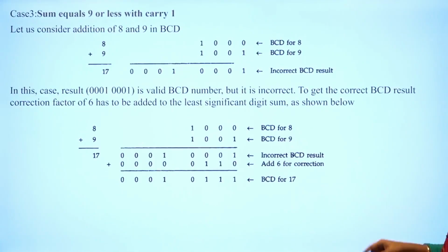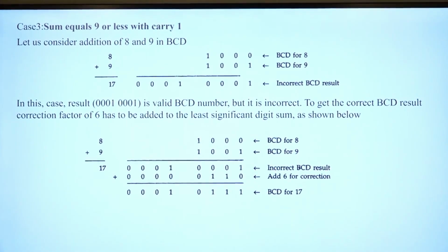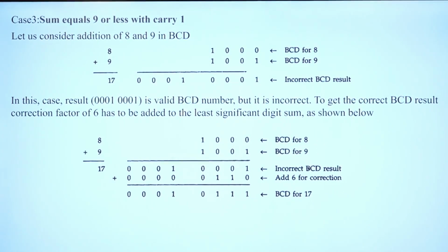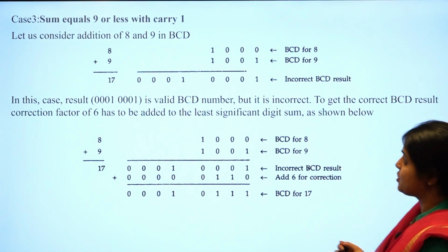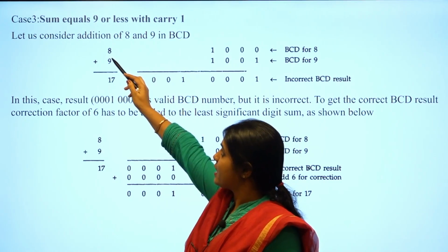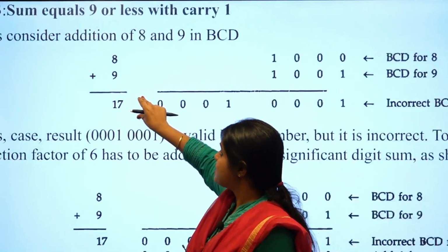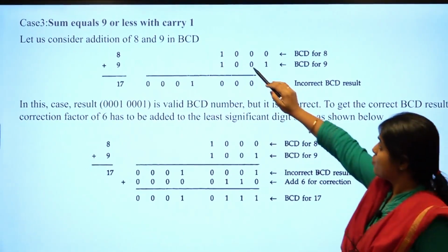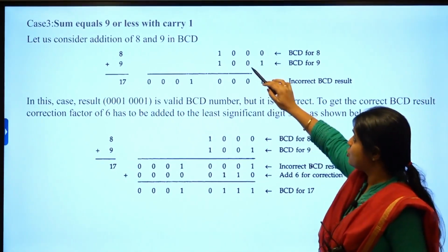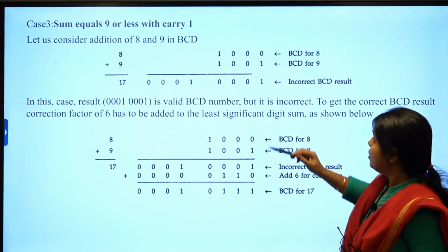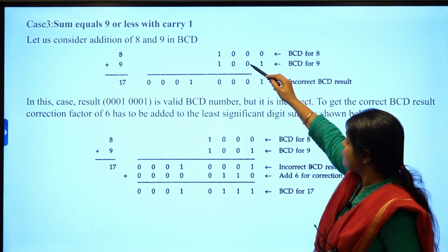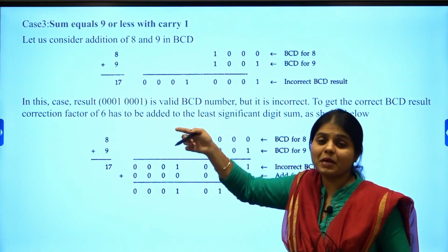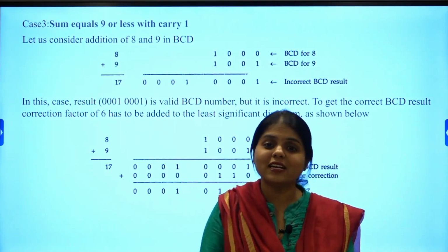Okay. Now let's take the third case. Sum equals to 9 or less with carry is equal to 1. Okay, this is another example. Let us consider another example of adding 8 plus 9. Now when I add 8 plus 9, what would be the result? 1, 0, 0, 0 and 1, 0, 0, 1. Okay, now 0 plus 1 is 1, 0 plus 0 is 0, 0 plus 0 is 0, 1 plus 1 is 0. So here itself, when I am adding in the beginning itself, I am generating a carry.